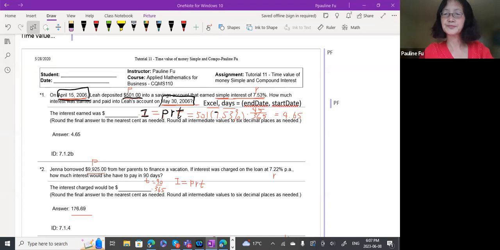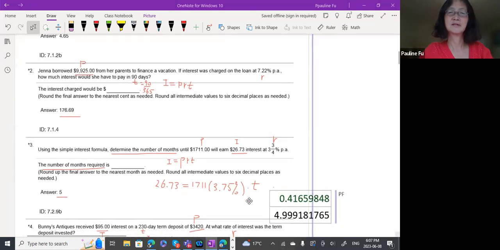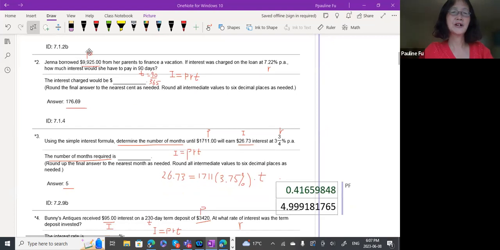Right, question 2. Jenna borrowed $9,925 from her parents to finance a vacation. If interest was charged on the loan at 7.22% per annum, how much interest would she have to pay in 90 days? So first we translate 90 days to years, use 90 divided by 365, that is T. And then we use the formula. I, interest, equal to P, principal, times interest rate R times T.